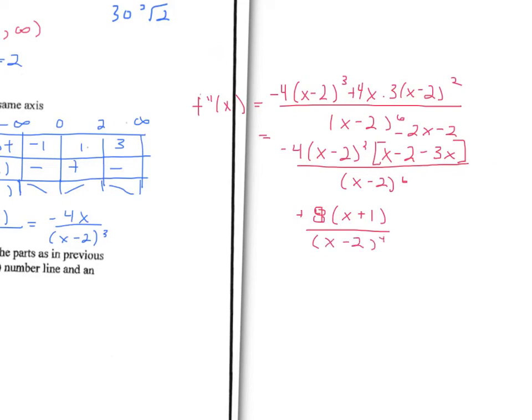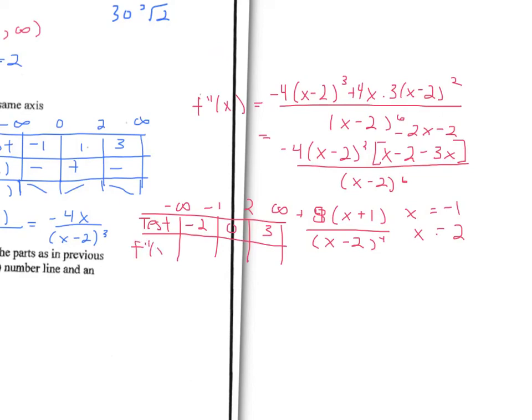So it looks like we could have two possible POIs, and that would be at x equals -1 and at x equals 2. So we will do the second derivative test. So that will be from -infinity to -1 to 2 to infinity. So I'll pick -2, 0, and 3, and plug them into the second derivative.